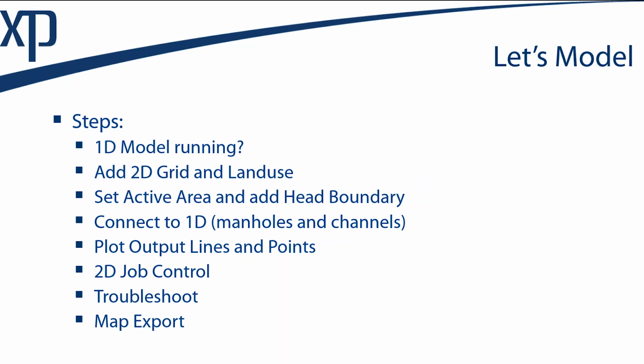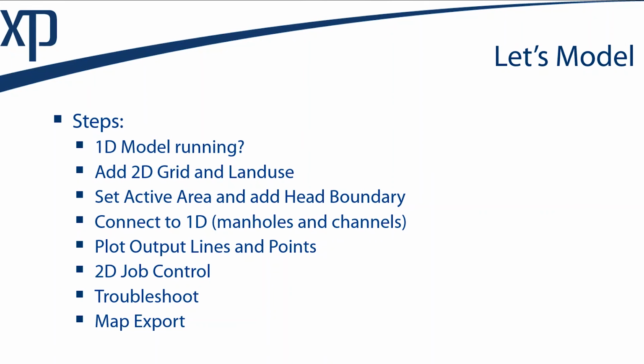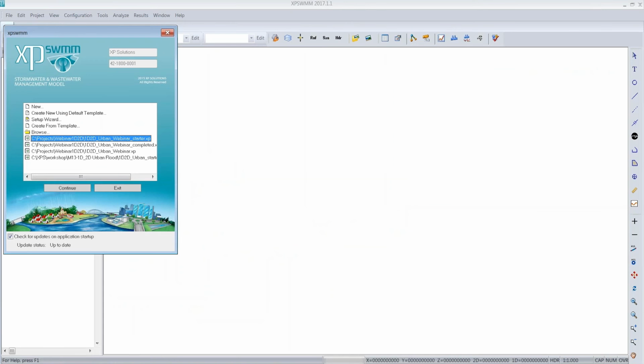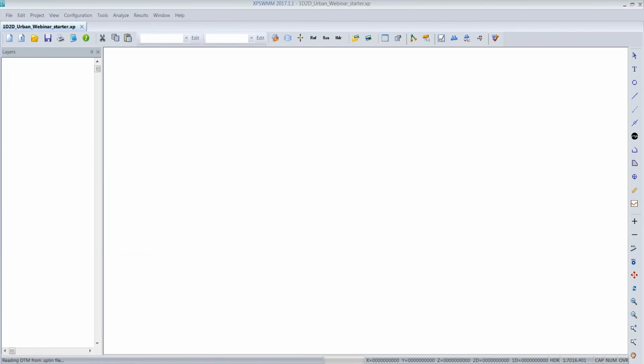We'll set up the 2D job control. We'll troubleshoot any issues, or I'll teach you how to troubleshoot. And then at the end, maybe once we've got some results, I can even spend a little time on the exporting of these maps, you know, the inundation map. All right, so let's switch over to the software now. Here we are. I've got the software at the state of the opening banner, and I'm going to start with my starter model.